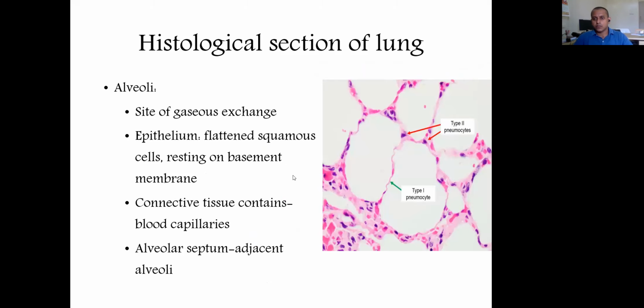Okay, now let us move ahead to the alveoli. So this is one of the alveoli. You can see the lumen of this, and this is the lining epithelium of the alveolus. So this is the site where the exchange of the gases takes place, and it is lined by simple squamous epithelium. You can see the nucleus is flattened. It's a flattened, simple squamous epithelium which rests on the basement membrane. Surrounding them is the connective tissue, which has some blood capillaries. Obviously, there should be blood capillaries for the exchange of the gases between the alveoli and the capillaries, and the alveolar septum. So this will be the alveolar septum adjacent to the two alveoli.